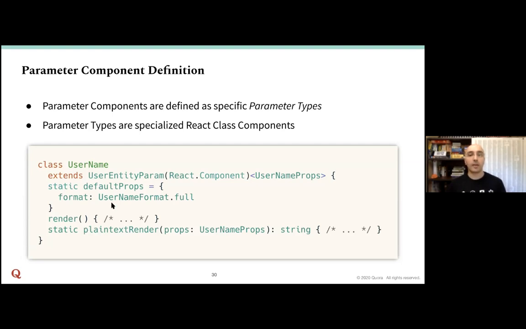All we do is use some special parameter types to add some marker information to this component, so that later when we need to know how to render this component inside the template, we know how to render the JSX version properly, and we know how to render the plain text of it. So we are basically specializing React class components to be used as parameters, and those would be the only kind of React components that would be used as parameters.